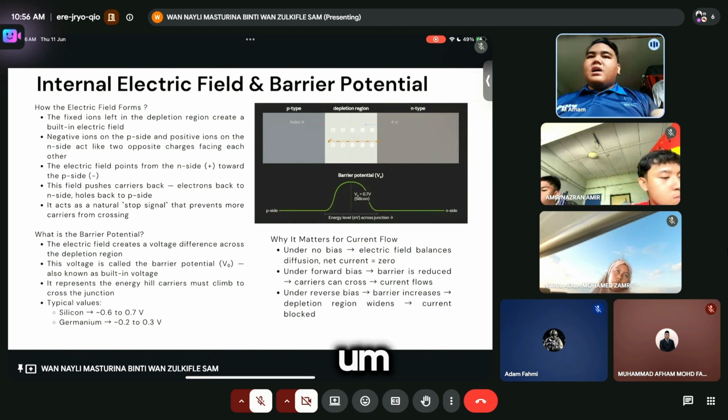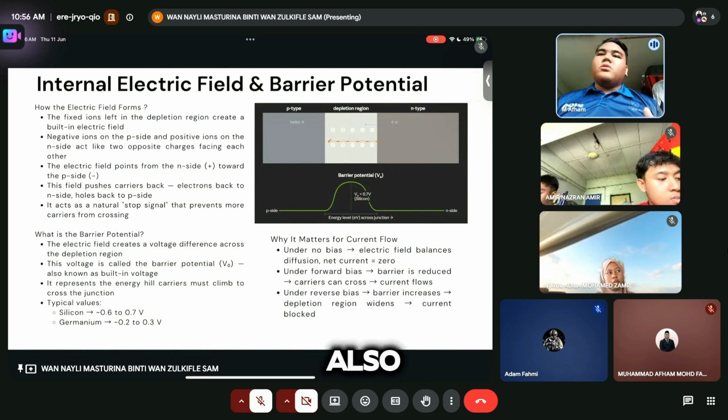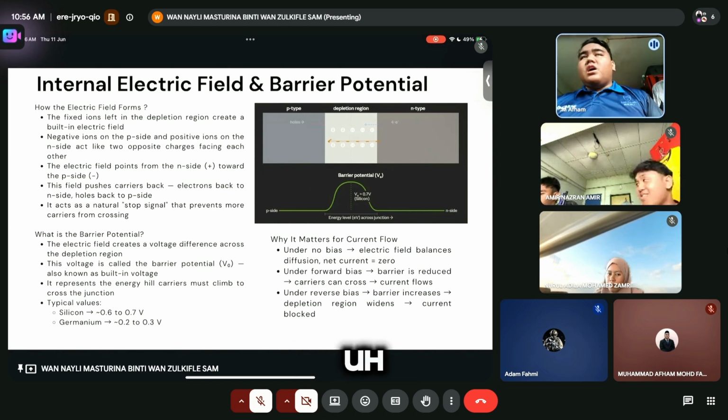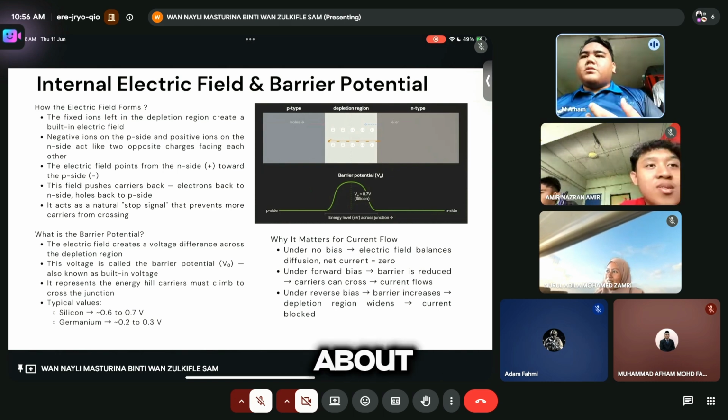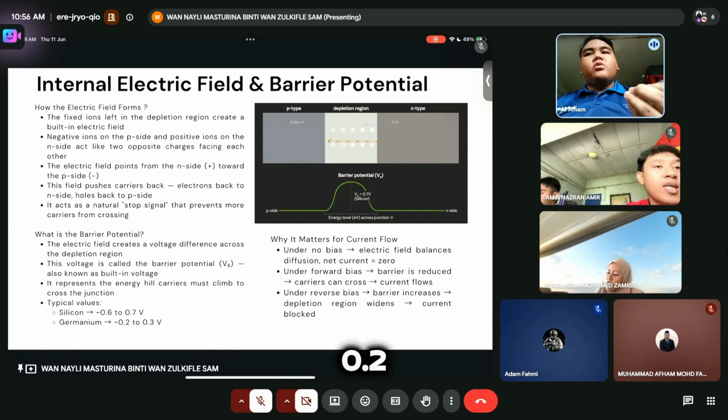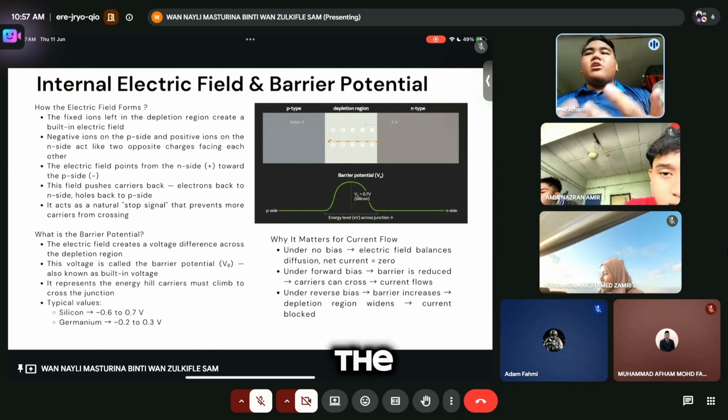Now, this electric field also produces a voltage across the junction. We call this the barrier potential, and it is basically an energy hill that carriers must climb over to get through. For example, for silicon, it's about 0.6 to 0.7 volts, and for germanium, around 0.2 to 0.3 volts. And this barrier is what controls the diode's behavior.